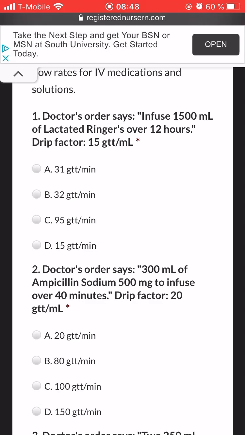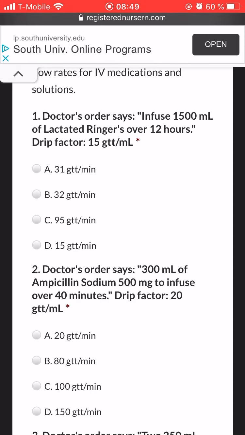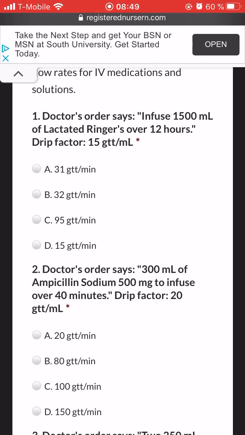Drip factor is 15 gotas per milliliter, which means that for every 1 milliliter, I will see 15 droplets in the IV line. 15 gotas, 15 little gotitas of liquid for every 1 milliliter of that lactated Ringer's over 12 hours.